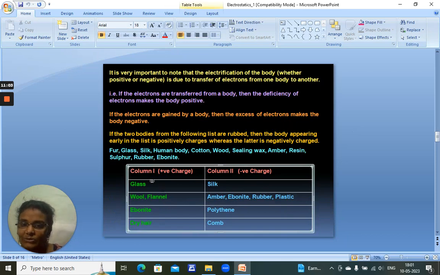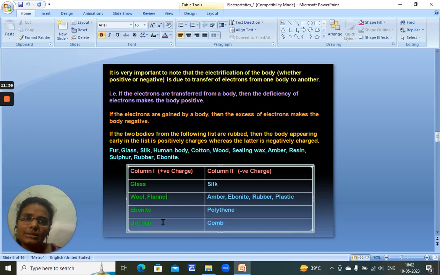So here in the first column, there are objects like glass, wool, flannel, fur cloth, ebonite and dry hair also. If you remember in 9th and 10th grade, you would have done one experiment, even I have done it when I was your age. We comb our hair, and the condition is the hair should be dry. If it is oily, then this transfer of electrons cannot take place.